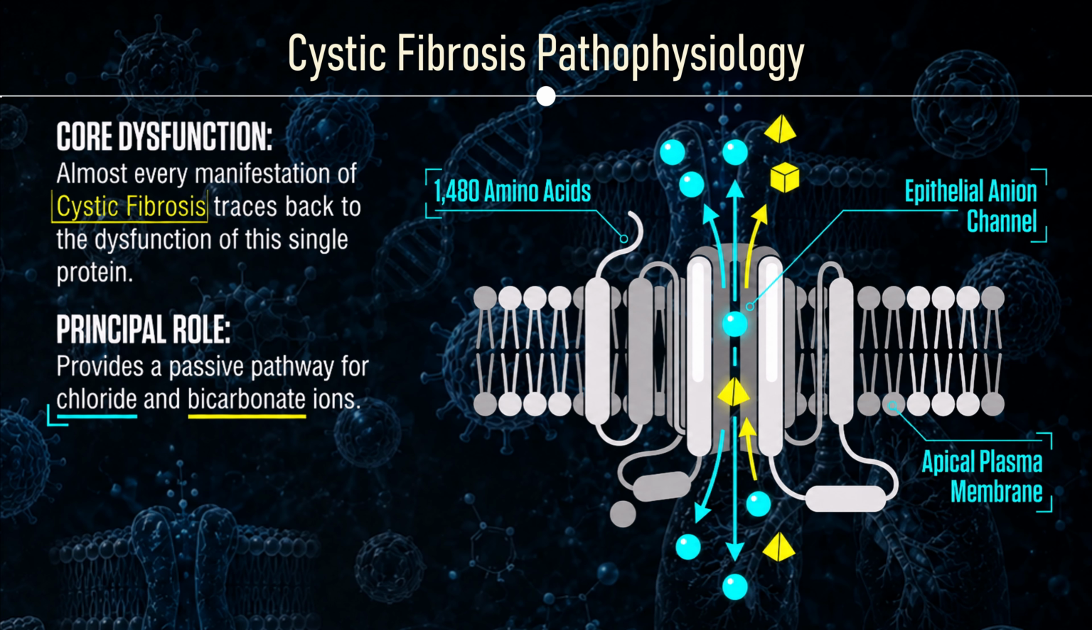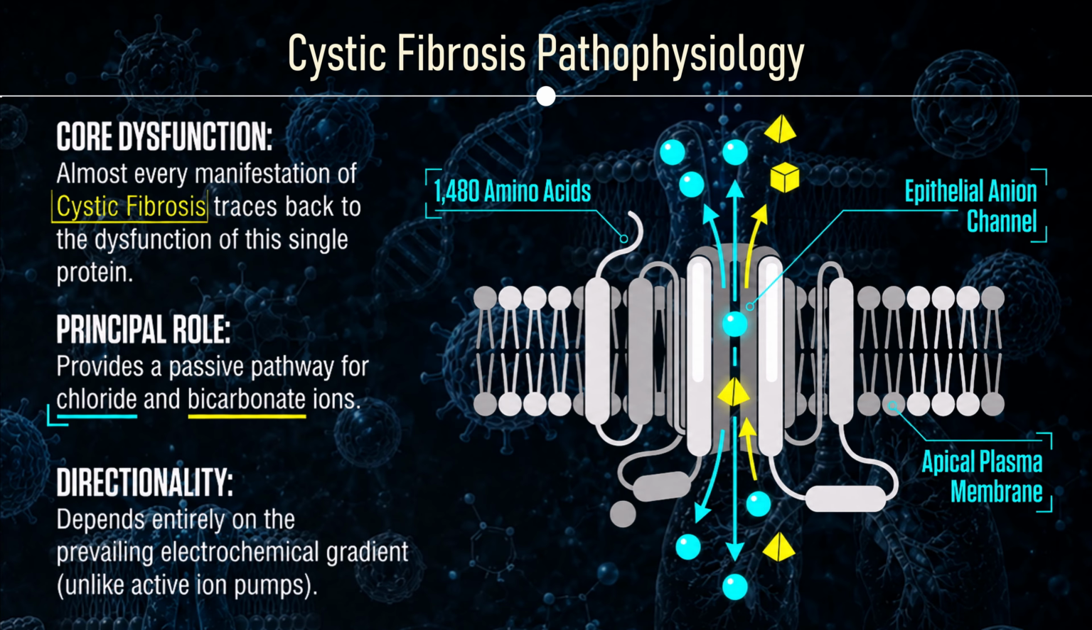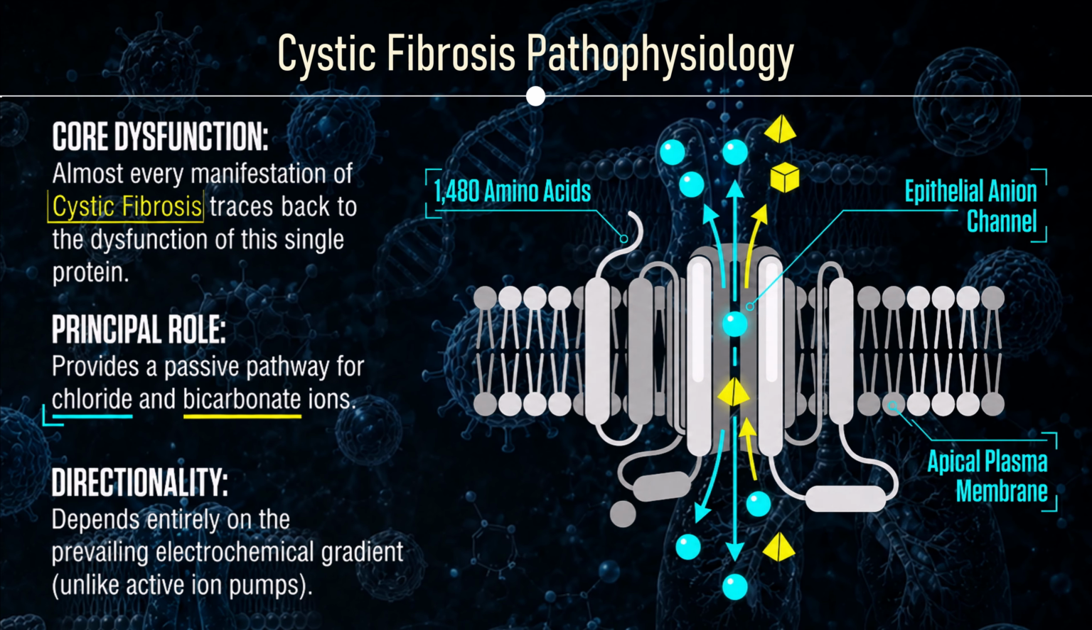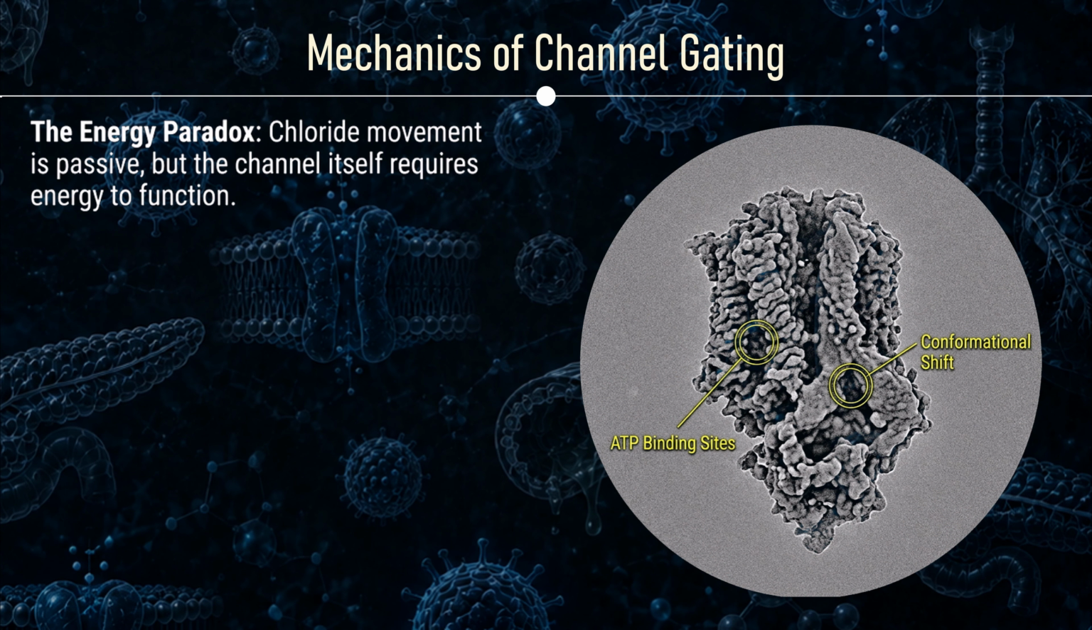The direction of ion movement depends entirely on the prevailing electrochemical gradient. Therefore, unlike ion pumps, CFTR does not actively transport ions against their concentration gradient. Instead, it behaves as a gated channel whose permeability determines the movement of chloride and bicarbonate between epithelial cells and the luminal surface.